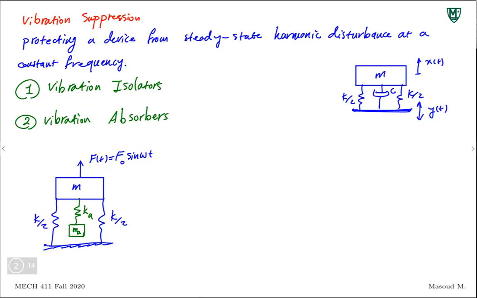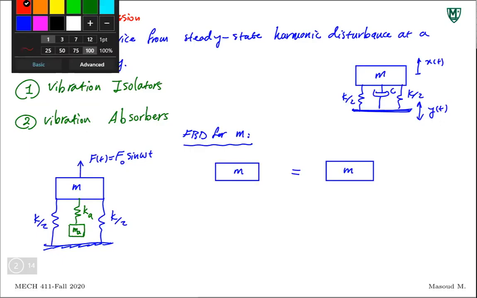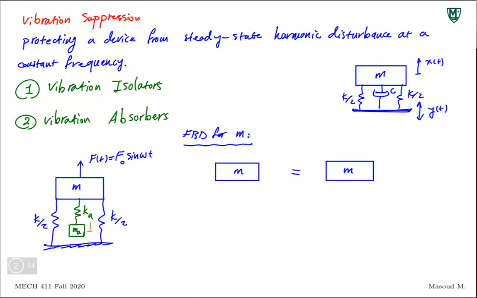So let's start with the free body diagram for M, for this structure. I'm going to draw that right there, and the kinetic diagram there. This is M. This is M. Now I have to come up with some notations. Let's put the motion for the absorber as XA, and the motion for the main structure as X. It's a system with 2 degrees of freedom, so I have to make an assumption. Let's assume that X is greater than XA.